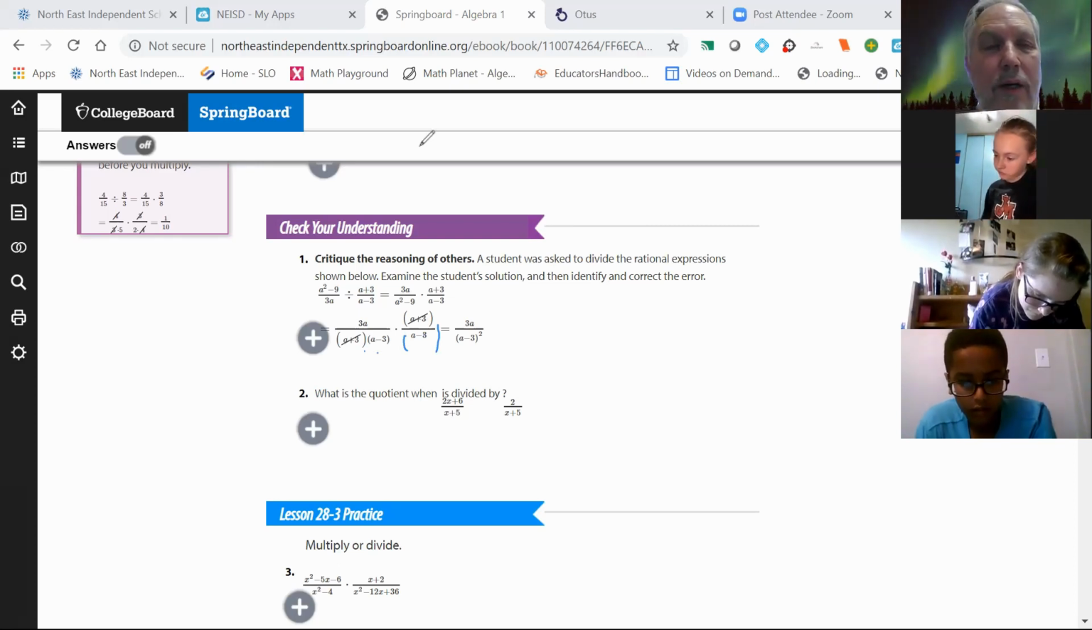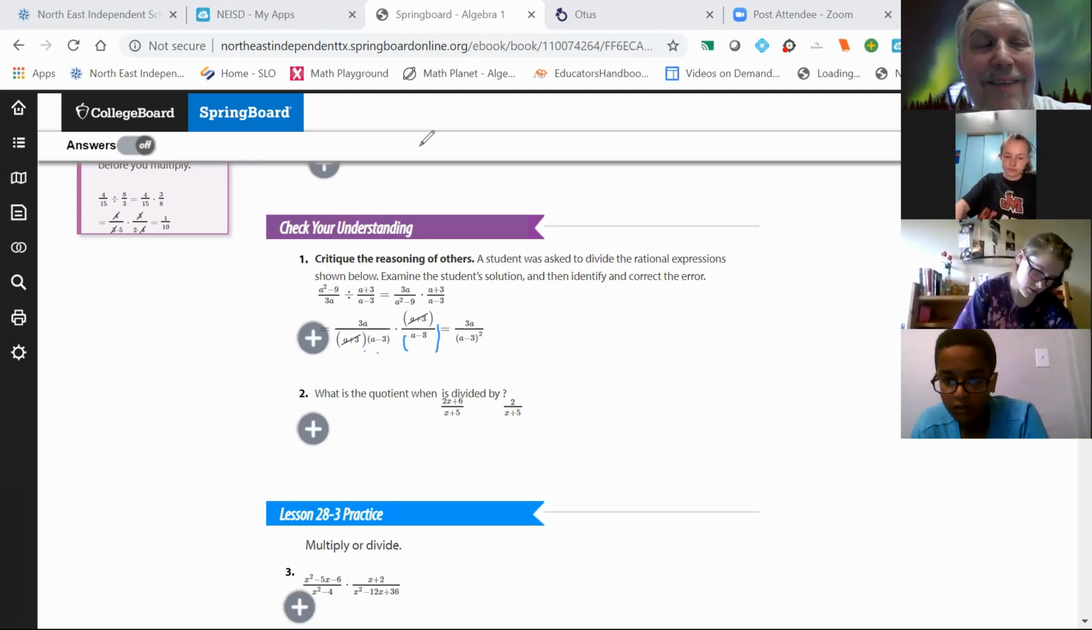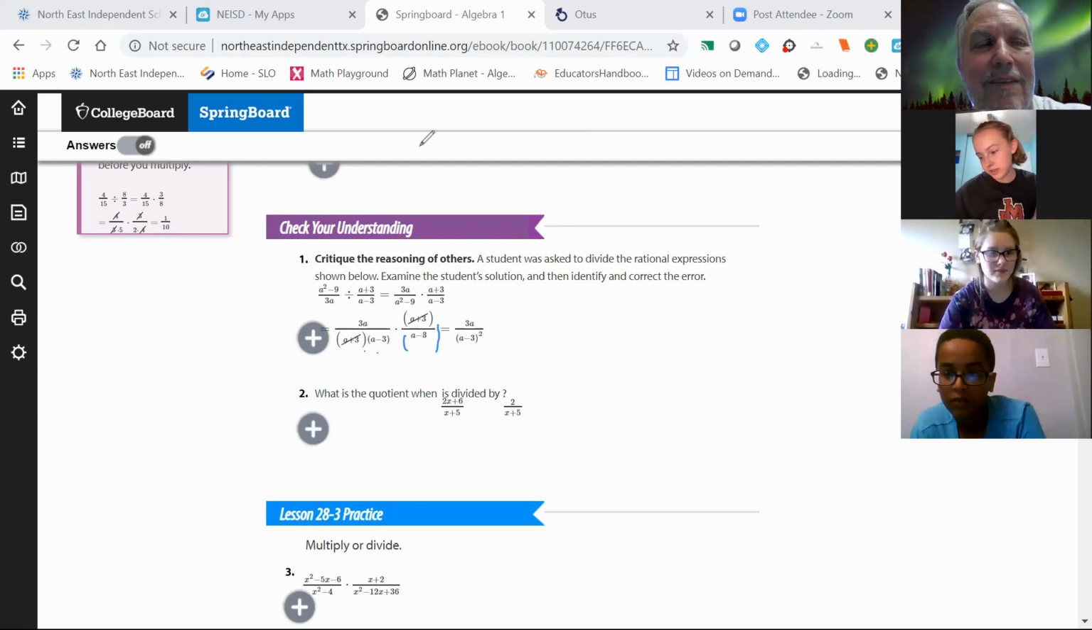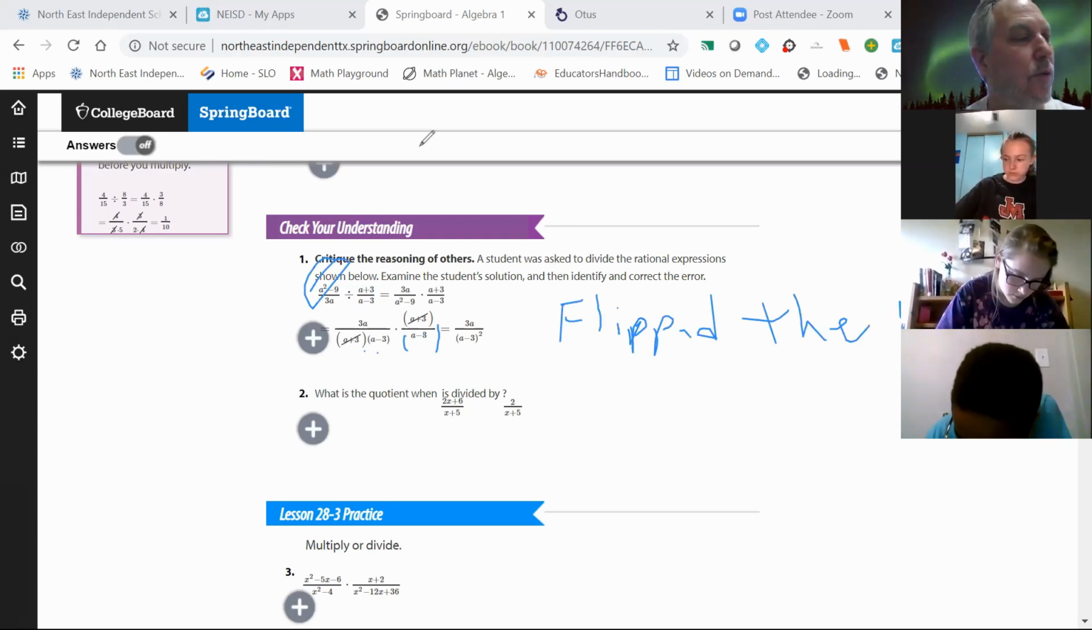All right, so there is a mistake here, obviously. And who can tell me what the mistake is? Anybody? Nobody? They flipped the first one. All right, yeah, it looks like they flipped the first term instead of flipping the second term. All right, so item number 2.